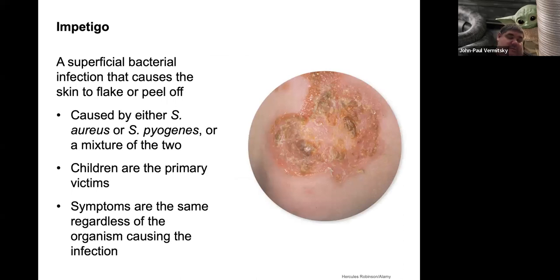Okay, impetigo. This is a superficial bacterial infection that causes the skin to flake or peel off. It's caused by either Staph aureus or Strep pyogenes, or a mixture of the two. Children are the primary victims. Symptoms are the same regardless of the organism that's causing the infection.